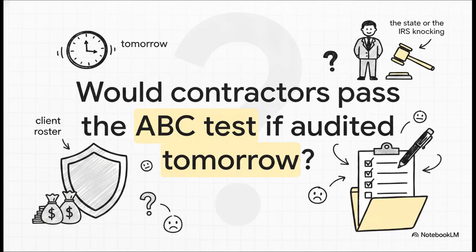Which leaves us with a critical question to ask yourself today. Think about your current client roster. If the state or the IRS knocked on the door tomorrow morning, are you absolutely 100% certain every single one of their 1099 contractors would survive the scrutiny of the ABC test? Because if there's even a shadow of a doubt, well, you know what to do. It's time to open up that checklist again.